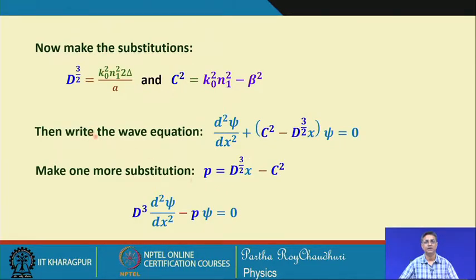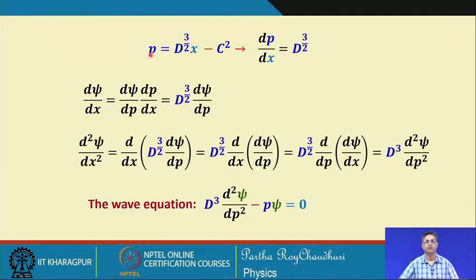Then we can identify the form of the equation represented by this scalar wave equation for this structure, put d to the power of 3 by 2 equal to this and c square is equal to this quantity. Then we can write the wave equation like this. Now, one more substitution, because d and c, these quantities can be represented by one parameter p. So, this gives you this very reduced form of the wave equation.